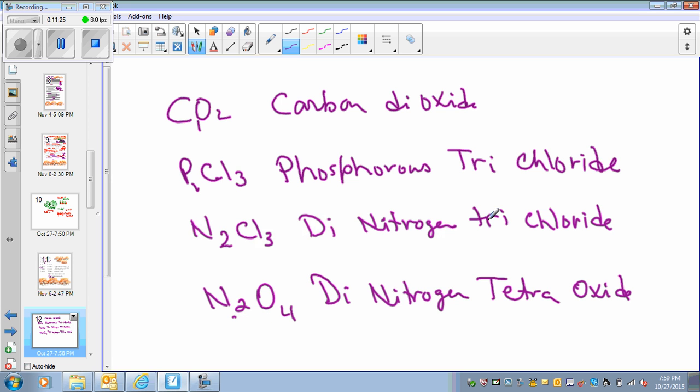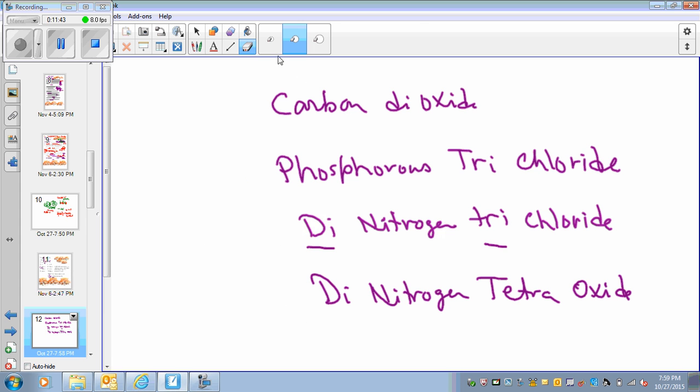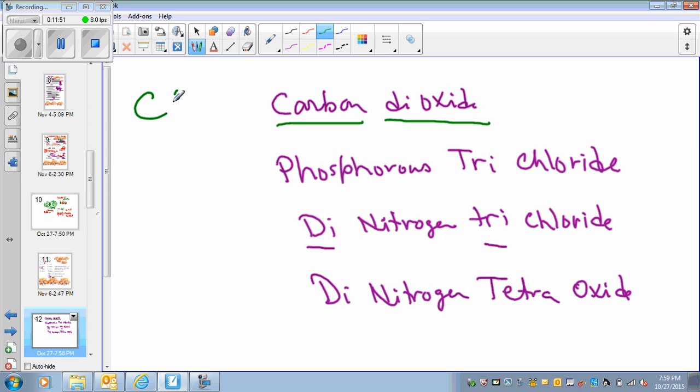This is how you name the compounds. It's very simple. You just write what you read. What you see. You see two nitrogen, so you say dinitrogen. You see three chlorine, so you say trichloride. And writing the formula is even simpler. Let's say you have to write the formulas. It is carbon, so you write carbon. Then it is dioxide, so it's O2.